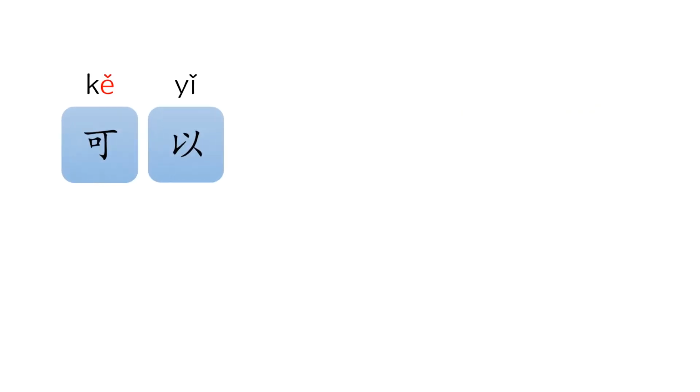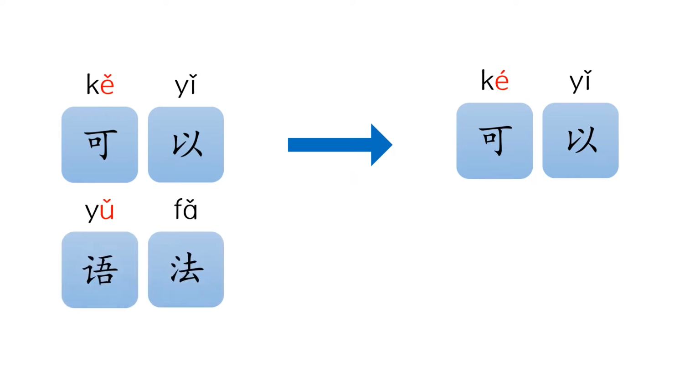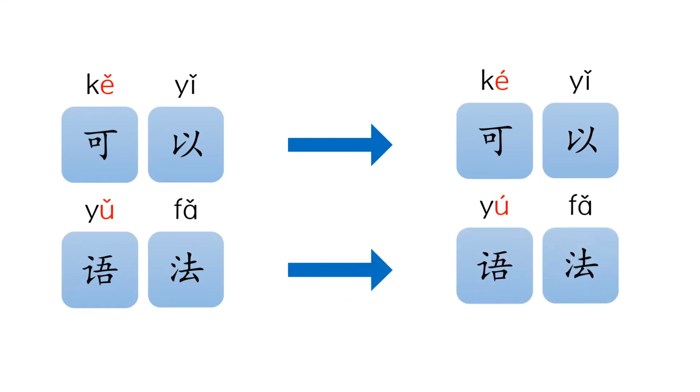Let's look at more examples. The character 可 and the character 以, both of them have the third tone. But when read together, the third tone of 可 becomes the second tone, 可以. Similarly, the 2 characters 语 and 法, both of them have the third tone. When read together, the third tone of 语 should also be read as the second tone, 语法.